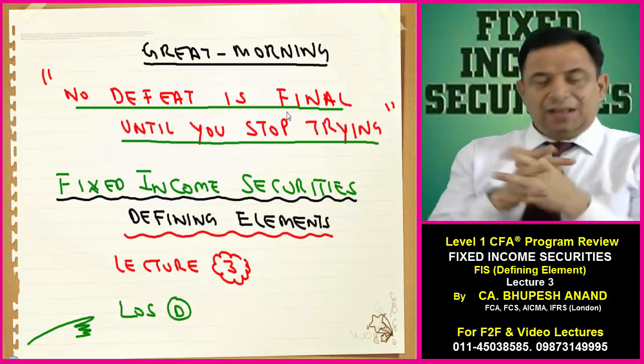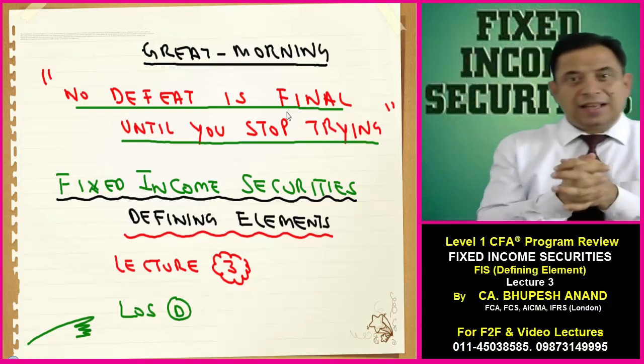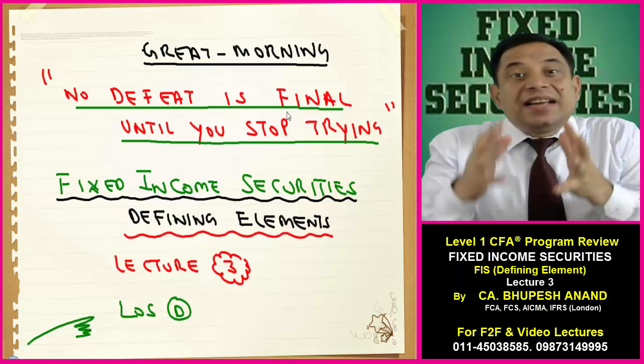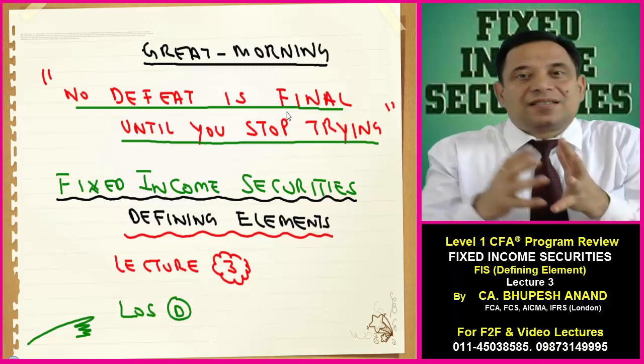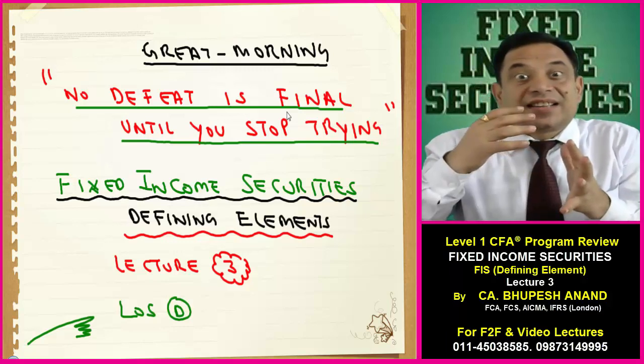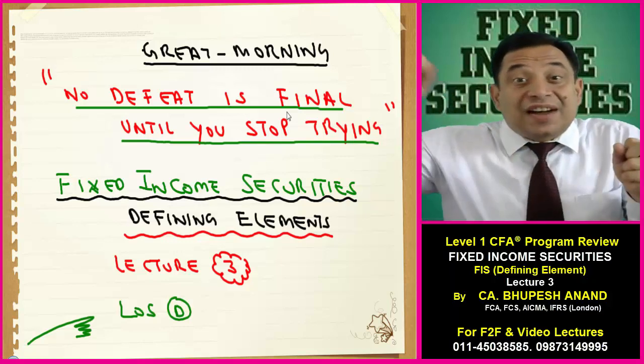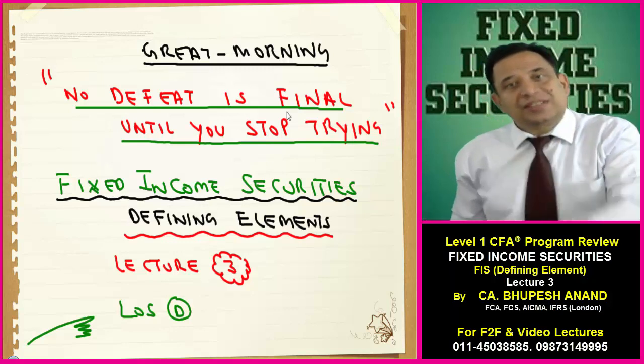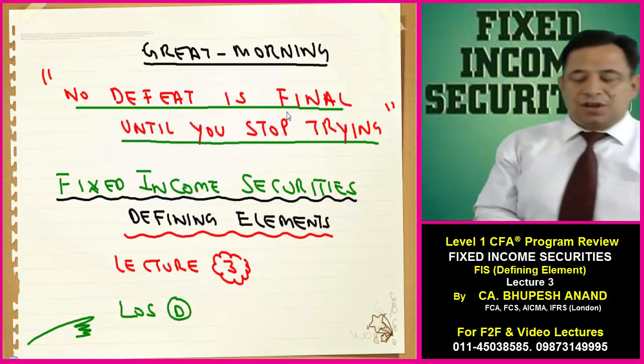So today we will be discussing the most important part of fixed income securities, defining elements reading. That is lecture number 3, and learning outcome number D. We will be starting with that. What are the legal and regulatory framework and taxation framework which affect issue and trading of fixed income securities? So please take out the registers.